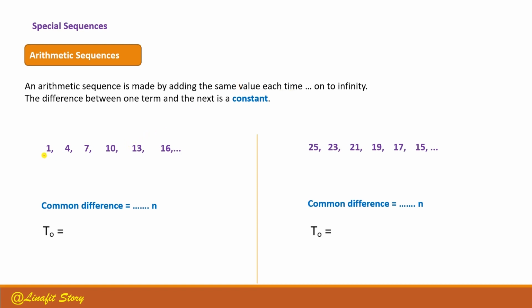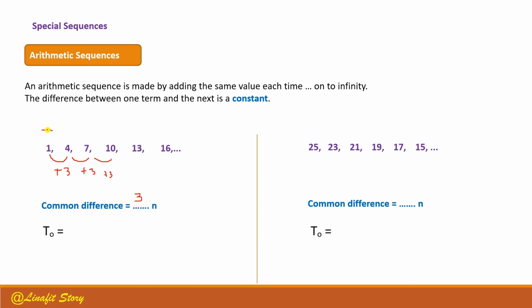For example, 1, 4, 7, 10, 13, 16, and so on. This sequence has a difference of 3 between each number. 1 plus 3 is 4, 4 plus 3 is 7, 7 plus 3 is 10, 10 plus 3 is 13, 13 plus 3 is 16. So the common difference is 3, and we have 3n.